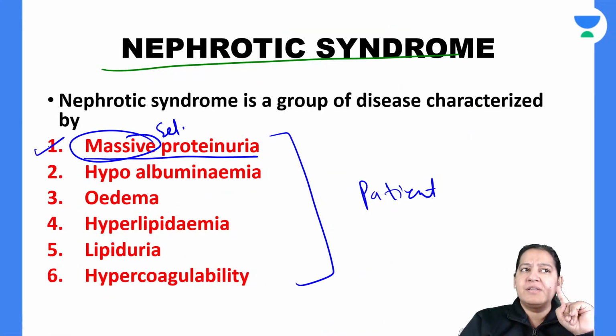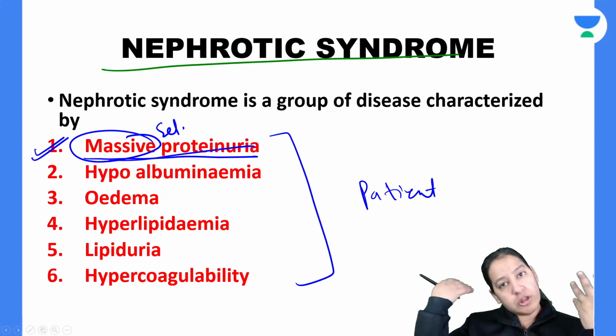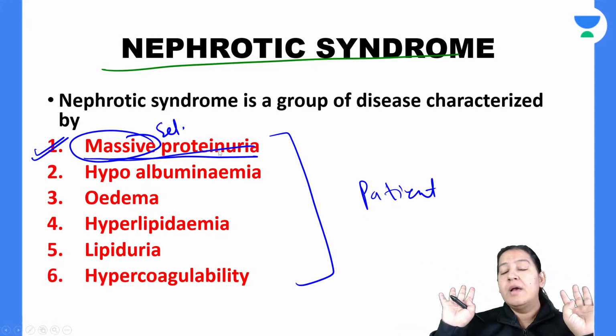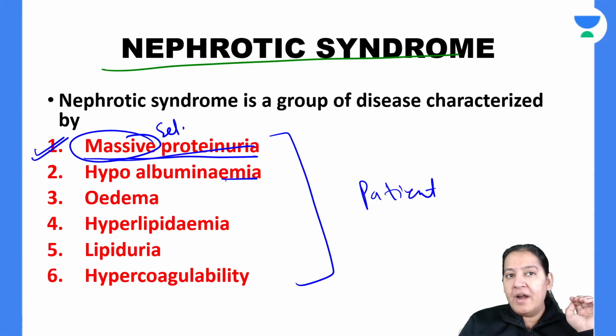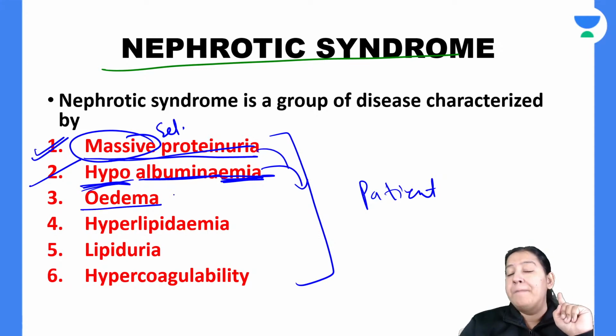So the patient will have massive proteinuria. Because of massive proteinuria, all the protein is excreted in the urine, especially albumin. So in the blood, the patient will have less albumin. It is known as hypoalbuminemia. Give me a thumbs up. All the albumin is excreted in urine, so blood will have less albumin. So the patient will have edema, massive edema. The reason is decreased oncotic pressure or colloidal pressure. If you got these three, let me come to the remaining three.